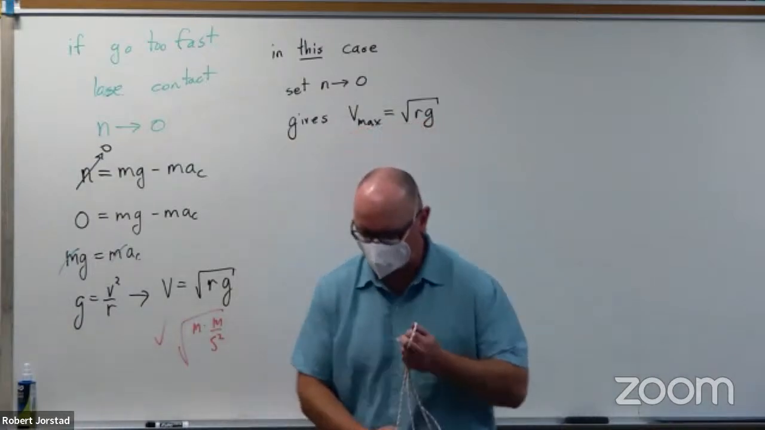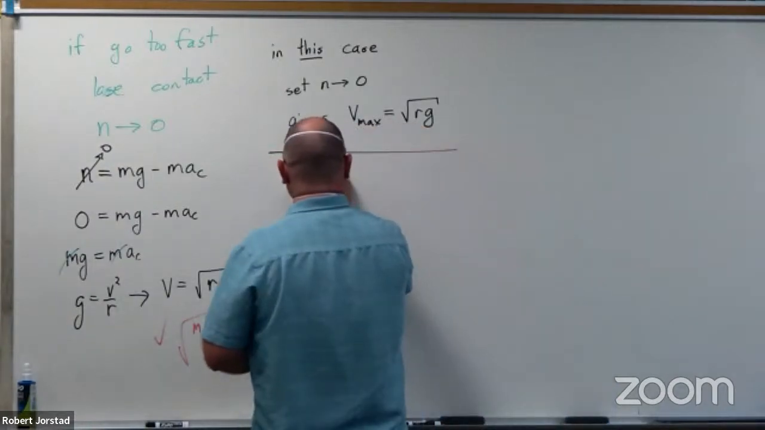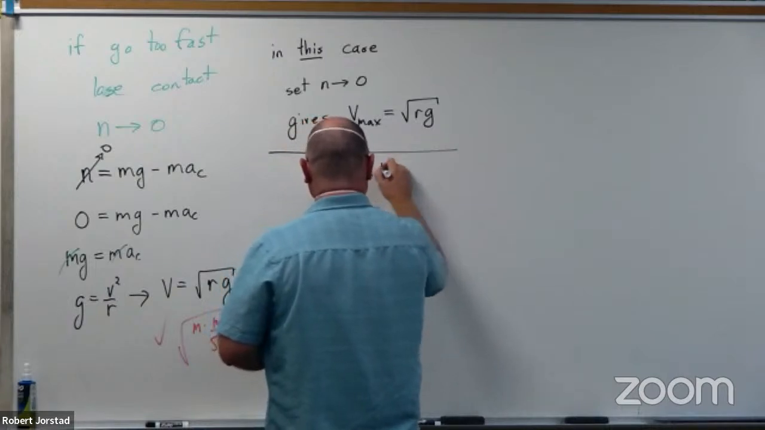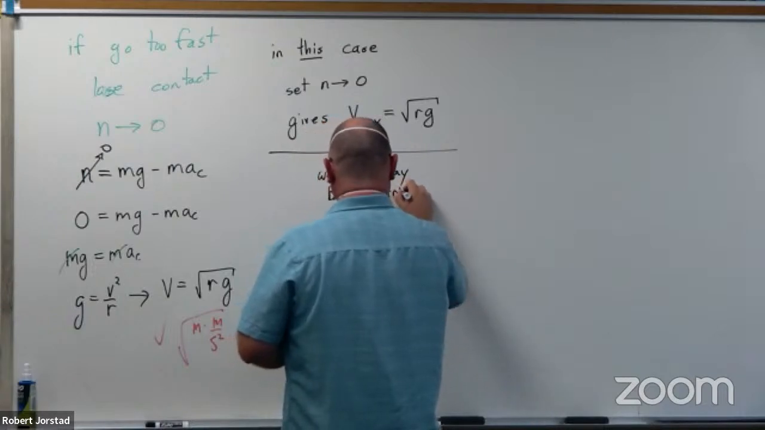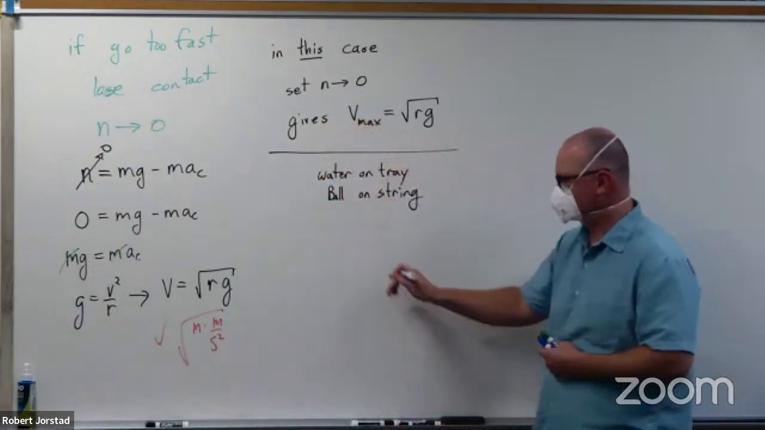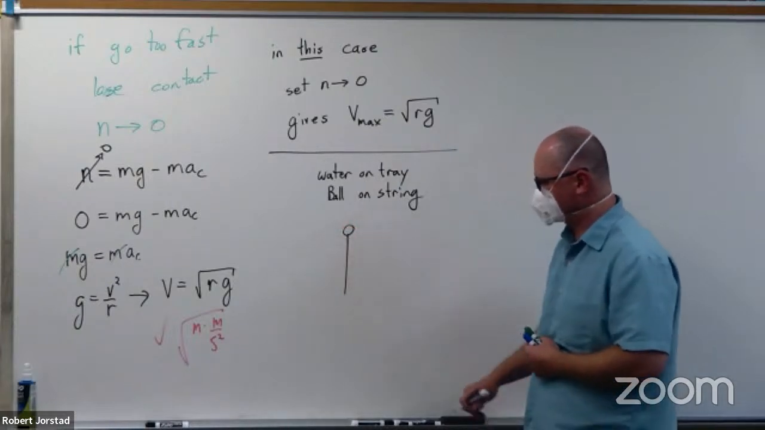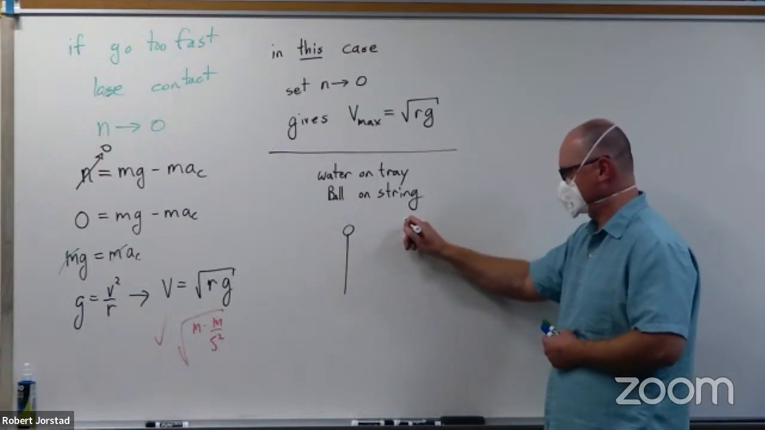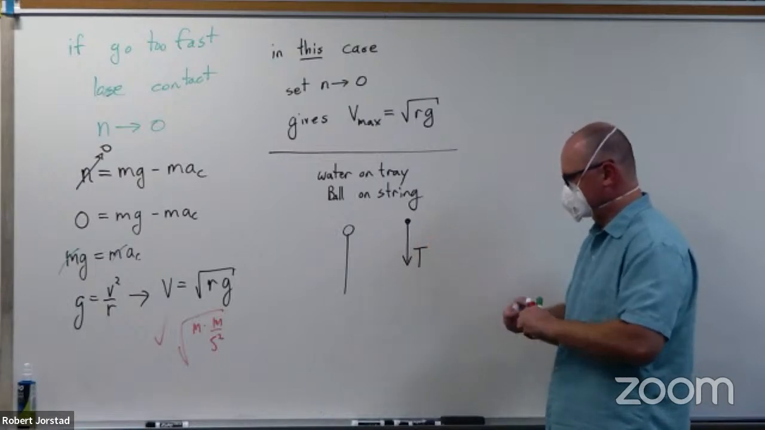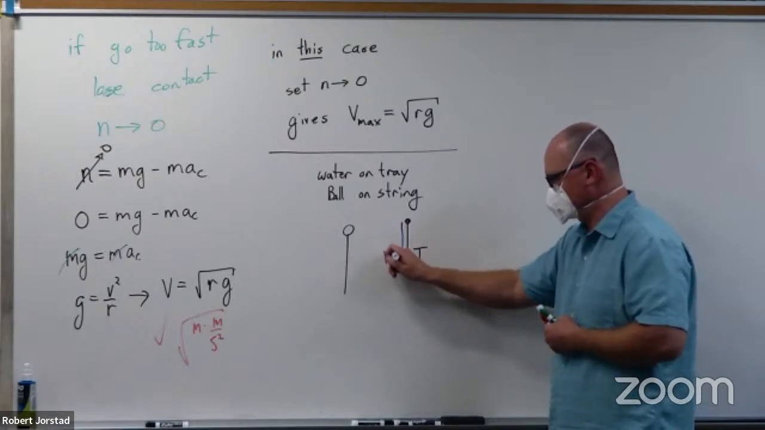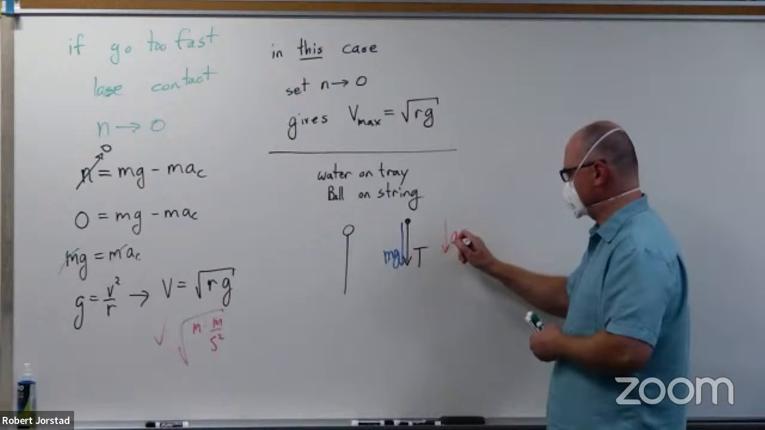So in that problem, why is it different? Well, give me a second. Remember the water on a tray or the ball on a string? What does that FBD look like? Give me one force for the ball on a string. What's the other force? Say FG. Yes, and they're both downwards. In this problem, everything was pointing downwards.